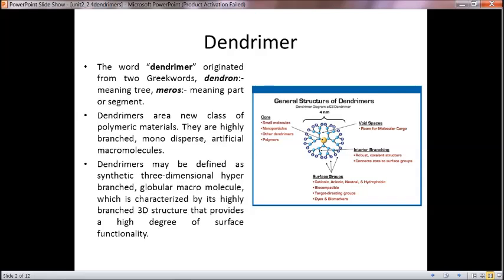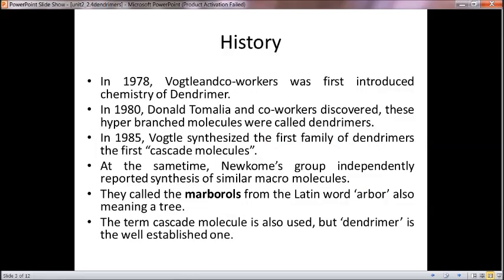Now the history. In 1978 Vögtle and co-workers first introduced the chemistry of dendrimers. In 1980 Donald Tomalia and co-workers discovered these hyperbranched molecules, called dendrimers, and in 1985 Tomalia synthesized the first family of dendrimers. At the same time, Newkome's group independently reported the synthesis of similar macromolecules.